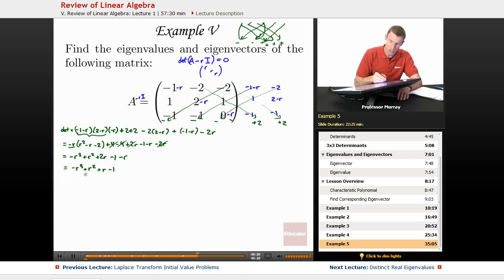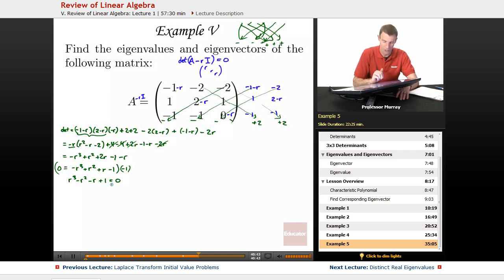So I'm going to set it equal to 0, and then I'm going to multiply both sides by negative 1. I don't really like having a negative sign on the leading term there. So I'm going to go R cubed minus R squared minus R plus 1. I got that by multiplying both sides by negative 1 there. And that's equal to 0.